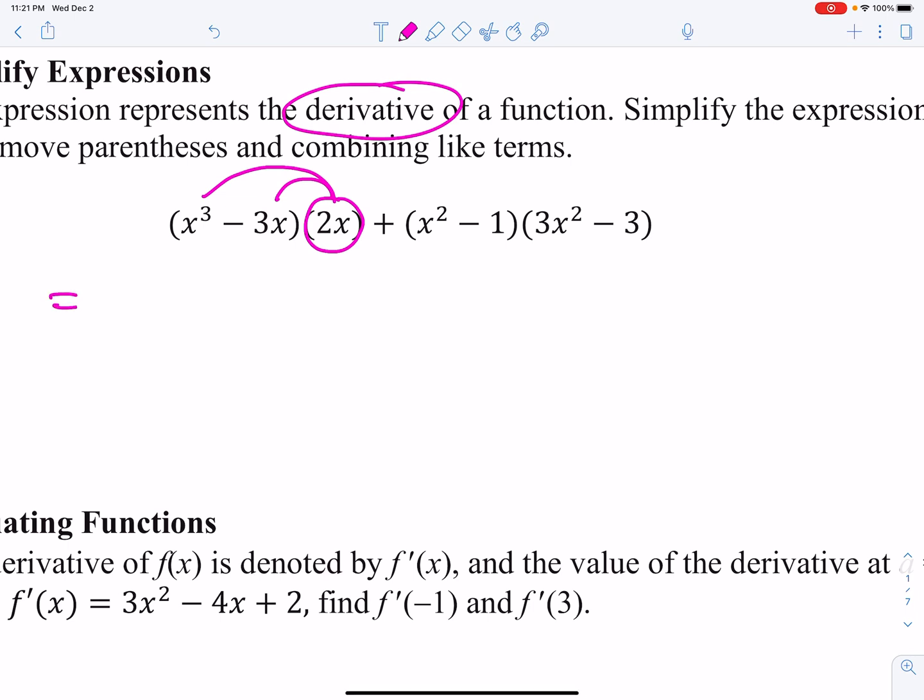So 2x times x cubed would be 2x to the fourth. And then 2x times negative 3x, watch out for those negative signs, would be negative 6x squared. And then plus. And then what we're going to do here is we have two sets of parentheses, right?